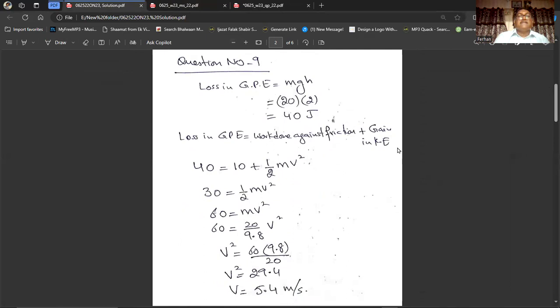So, my answer is 5.4. Hopefully, you understand how this is done. And the loss in the gravitational potential energy is equal to the work done against the friction plus the gain in the kinetic energy. This is a very important equation.